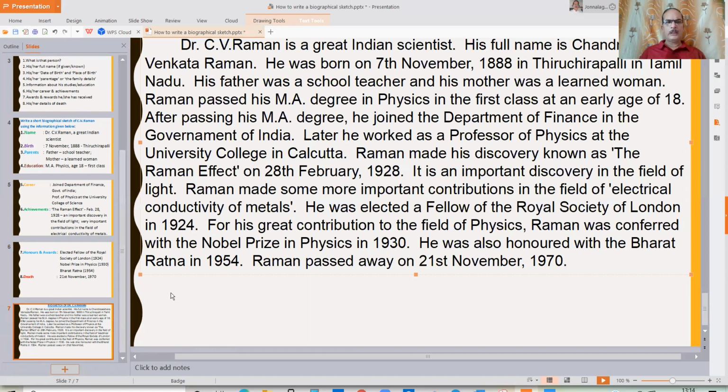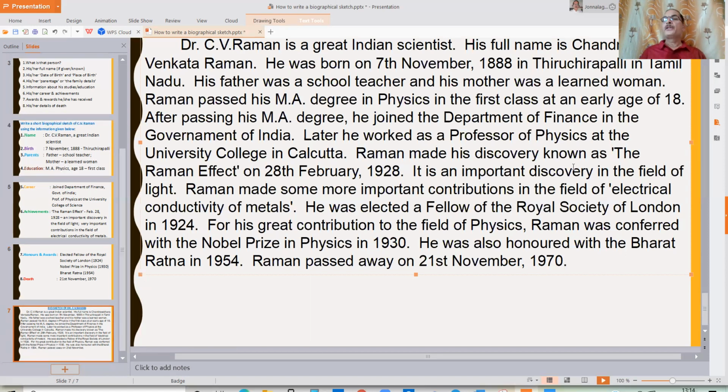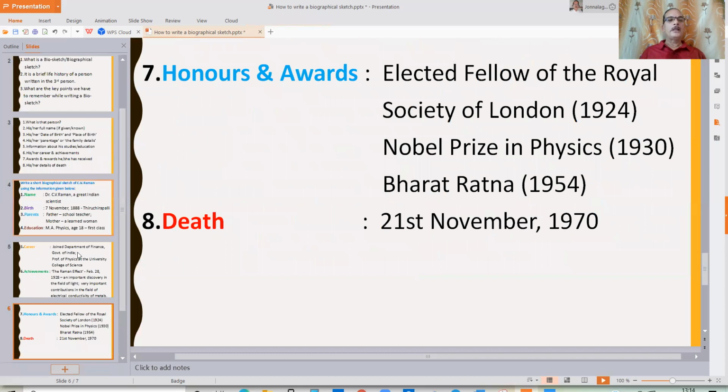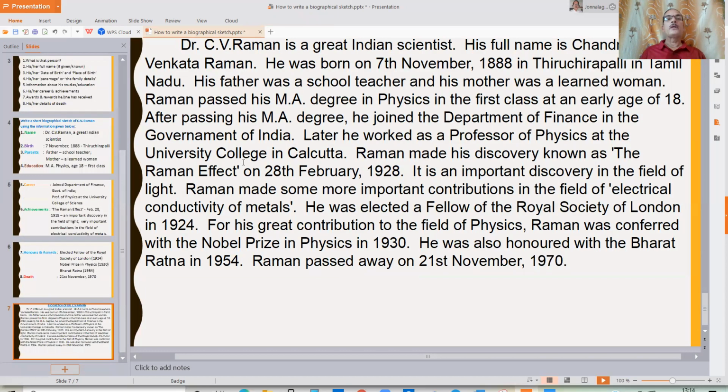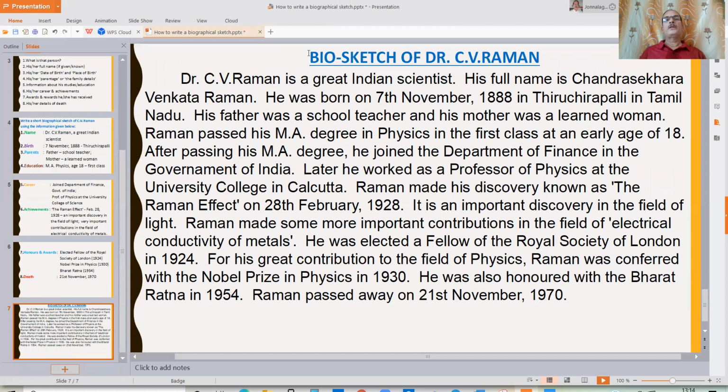Like this, we can write some points with regard to making a biographical sketch of any great personality. First of all, bio sketch. First of all, you have to keep one phrase here as the title. Bio sketch of. Suppose you are writing the bio sketch of Dr. Nelson Mandela. You have to write bio sketch of Dr. Nelson Mandela. You have to keep that title there first of all. Or suppose you are writing the bio sketch of Mother Teresa. What do you say? Bio sketch of Mother Teresa, like that.